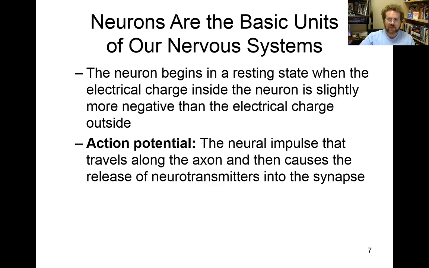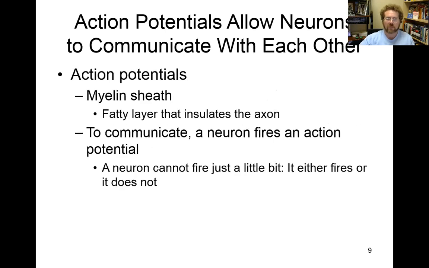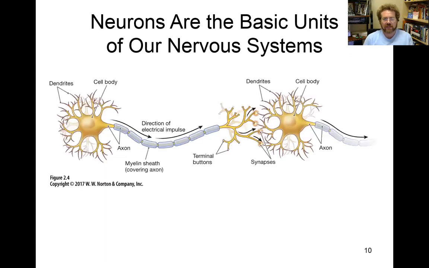You can read these slides more in depth on your own, but I want to show you a visual of where all of these various structures are located. All right, so the basic structure of the neuron you can see here in a schematic fashion. The cell body is that circular structure towards our left when we're looking at the image.